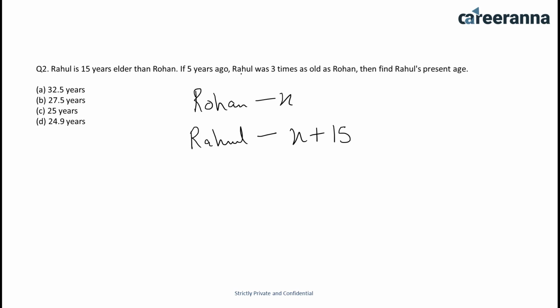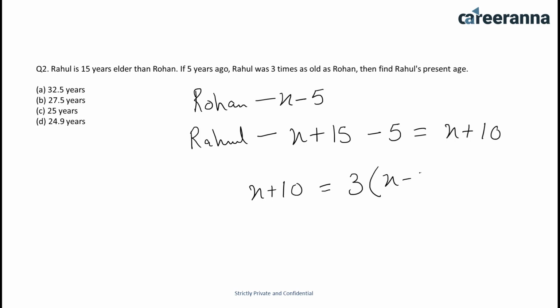Now the question is saying 5 years ago, that means we have to take 5 years from both the ages. So we are going to subtract 5 from both the ages. So this is the age 5 years ago of Rahul and Rohan. So this becomes x plus 10. Now the question is saying Rahul was 3 times as old as Rohan. So the age of Rahul is 3 times the age of Rohan. So we have to solve this to calculate the value of x.